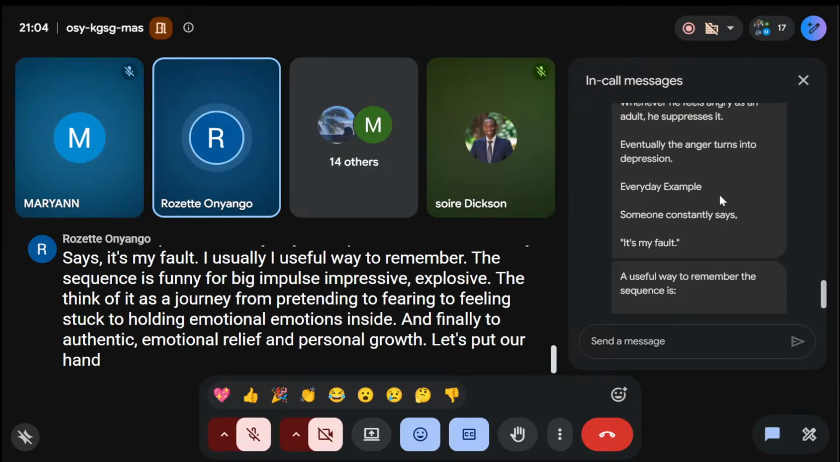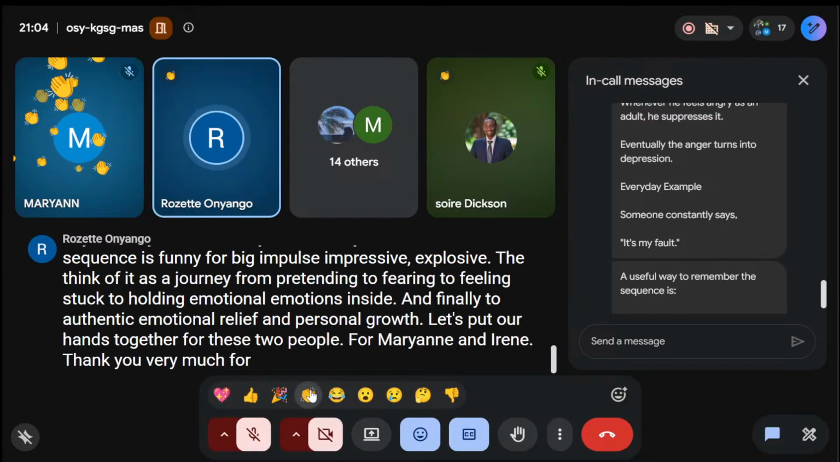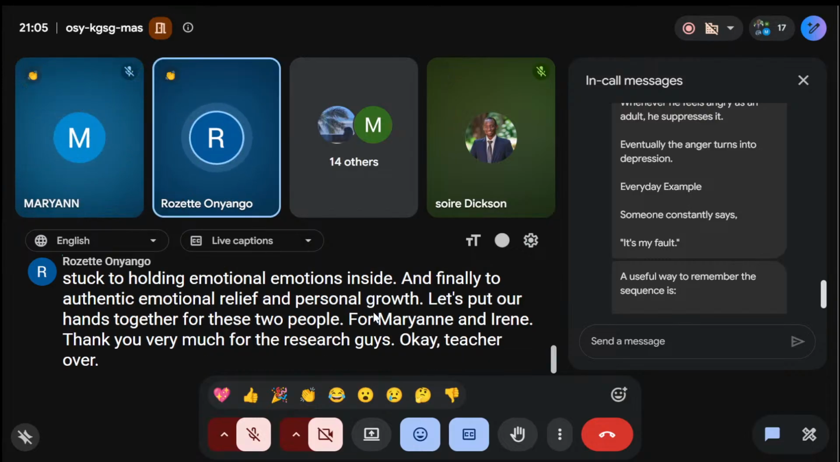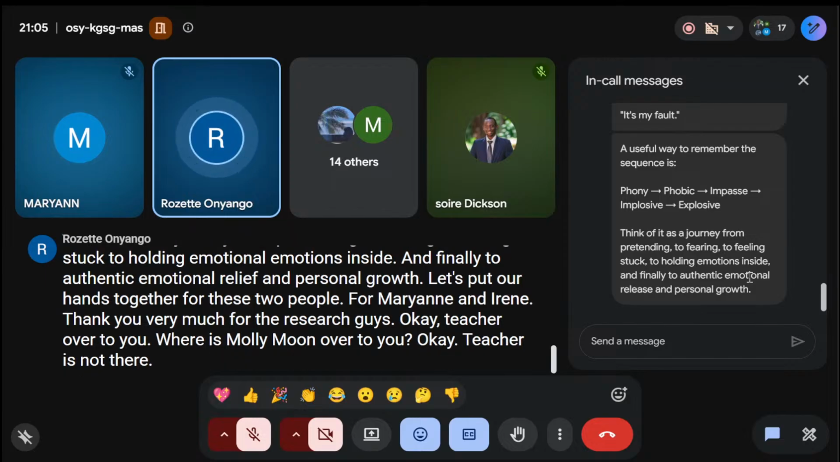Let's put our hands together for these two people, for Marianne and Irene. Thank you very much for the research, guys. Okay, teacher, over to you. Where's Mwalimu? Mwalimu, over to you. Okay, teacher is not there yet.